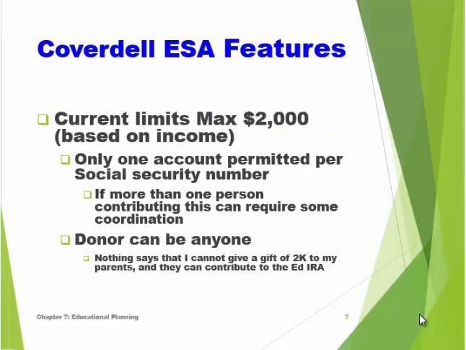So are there some other rules that are involved? Currently, the most you can put away is $2,000 per year, and you can only do that for one account. So the challenge is what happens if Grandma and Grandpa want to contribute to the kids' college education? The maximum per Social Security number per beneficiary is $2,000. So we may have to coordinate something here. But the donor doesn't have to be the custodian or the person that sets up the account. It can be anybody.